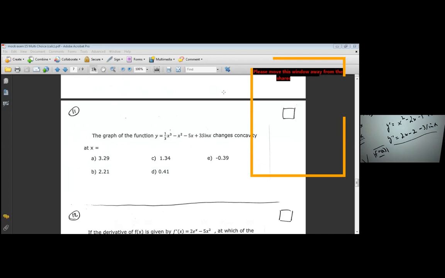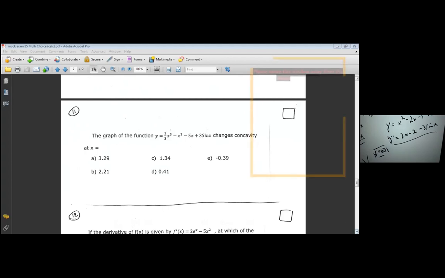It looks like it's B. 2.21. It's been a year since I looked at it, but 2.21 was the number from my memory. Great. Okay. All right. So we got the idea down.